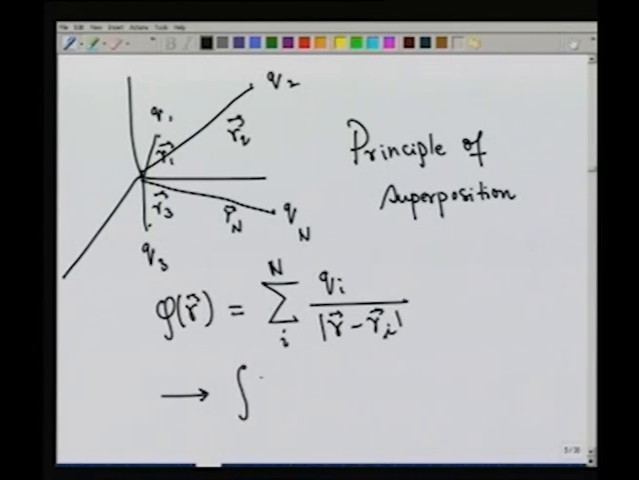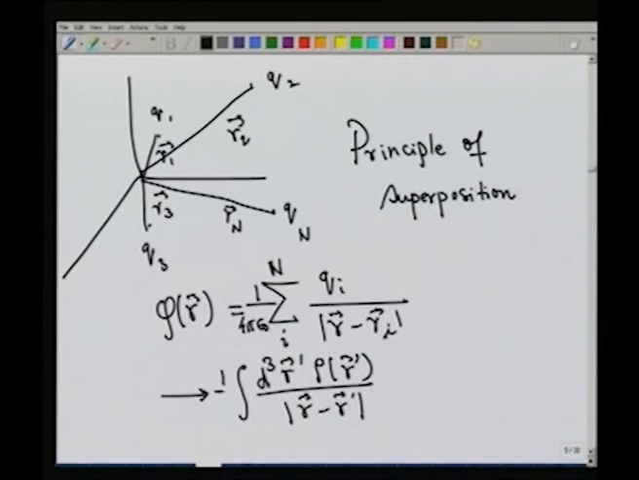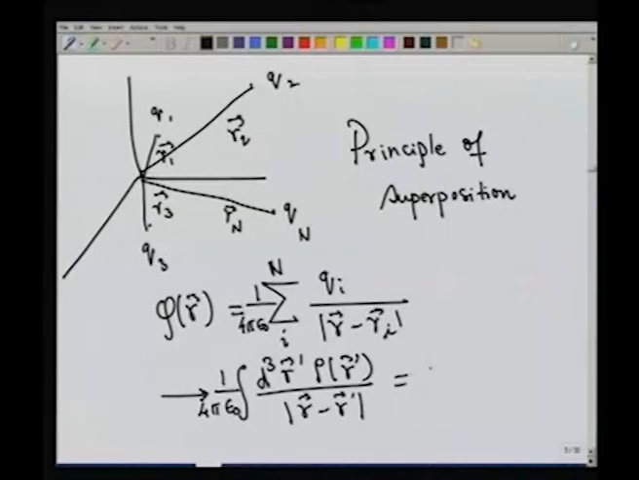This simply goes to the relation d cubed r prime rho of r prime divided by mod r minus r prime. And I have to put a factor 1 over 4 pi epsilon naught here, and this is the solution for the potential because of the continuous charge distribution. d cubed r prime tells me that I have to integrate over the volume, that particular volume where my rho is non-vanishing. Of course, wherever rho vanishes, there is nothing to integrate over, and r is my variable. So this is my phi of r whenever I have a continuous charge distribution.